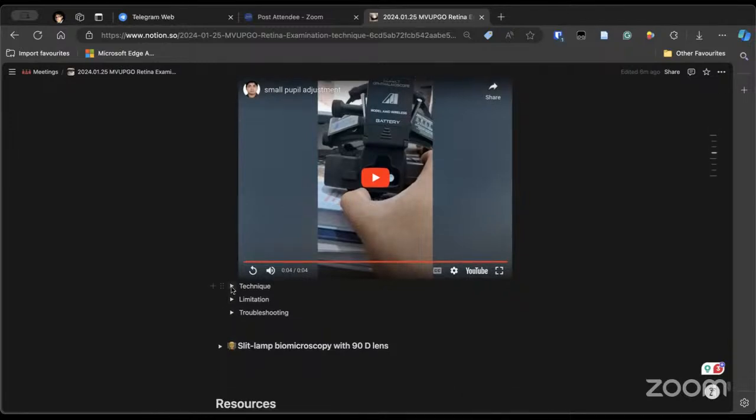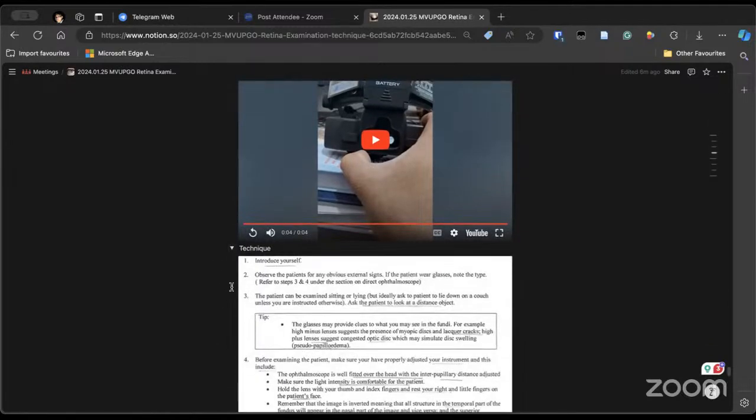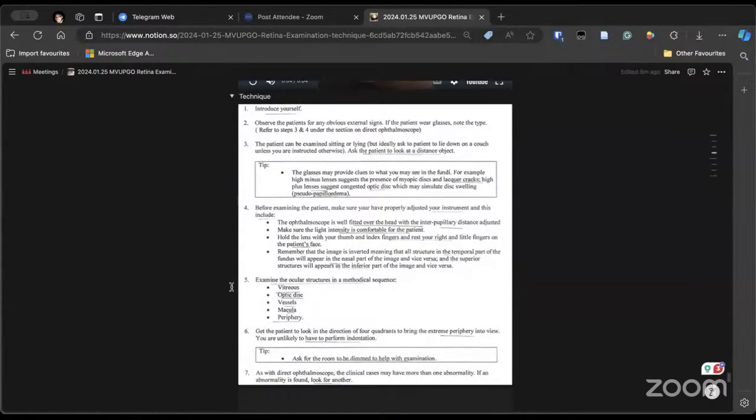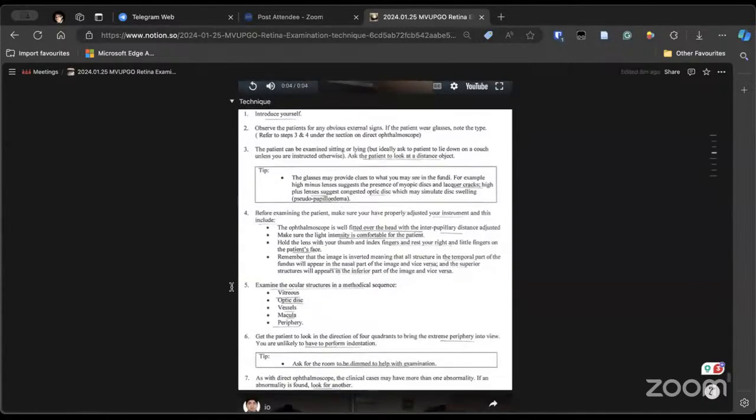So, how should we go about this? I have copied this from the Chua book, because this is very important. I request all of you to go through the Chua book at least 4 or 5 times before you examine, because this will help you in your exam and your clinics also, because they have given it very nicely. So obviously you introduce yourself, you have to examine the patient.